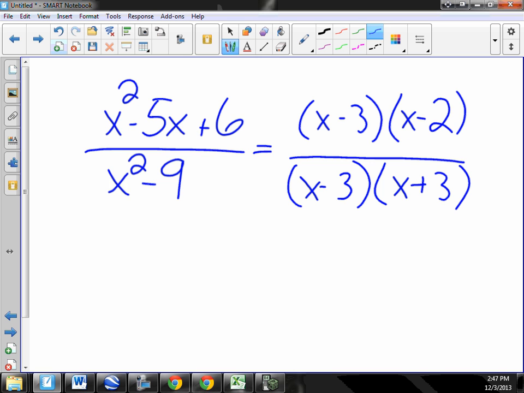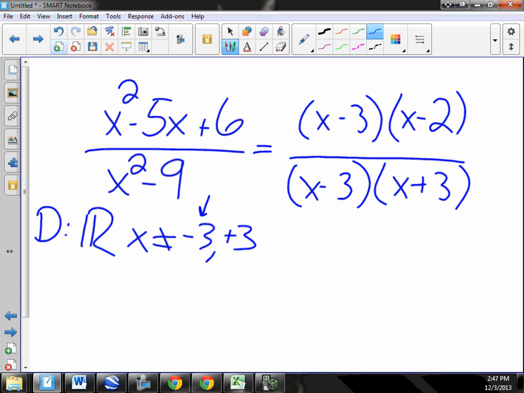So, let's start with the domain. All real numbers, but x cannot be plus or minus 3. So, negative 3 and 3. So, the minus 3 is what structure? A VA. The plus 3 is what structure? A hole.